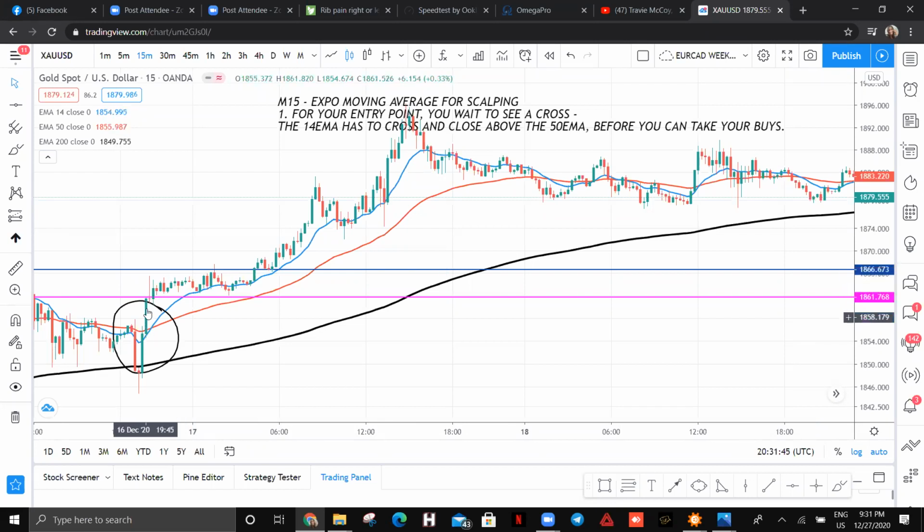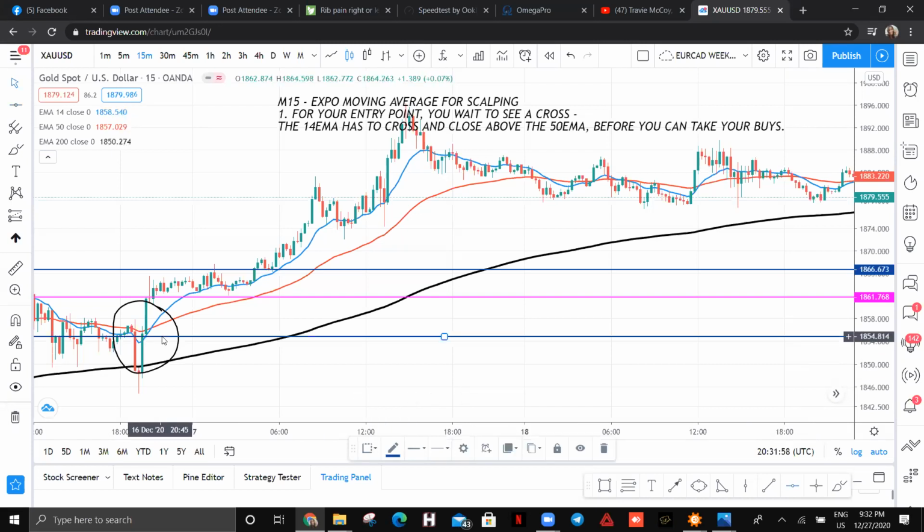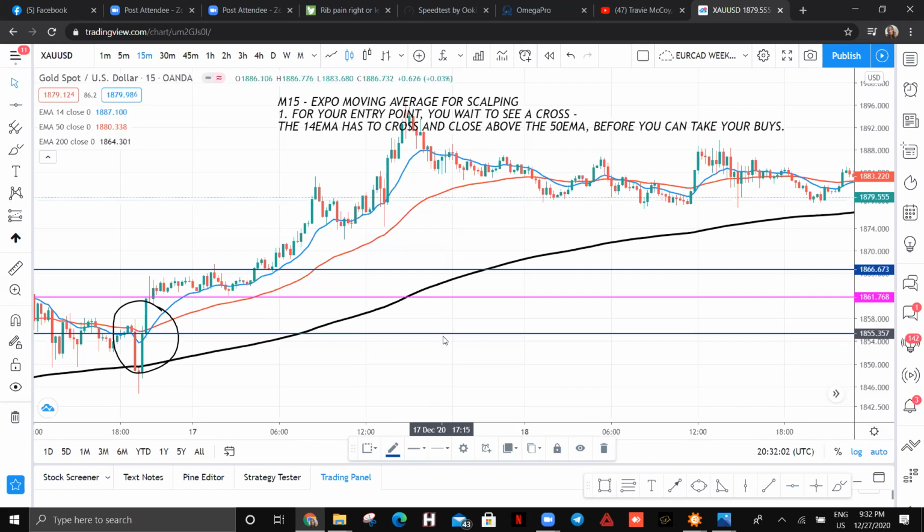Your stop loss is the candle you entered, the candle that closed above your 50 and 14 EMA. Your stop loss should be below that candle. This is where your stop loss should be, below this candle. The candle may not be as wide as this. This is gold, that's why it may not be as wide as this. So this is where your stop loss is and your take profit. Remember, this is a scalping tool.